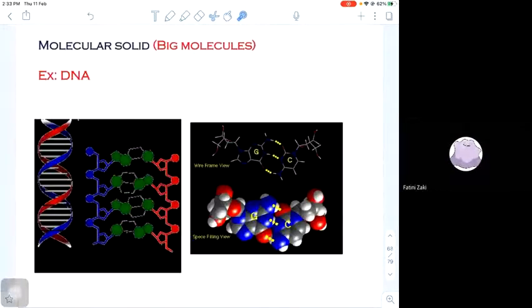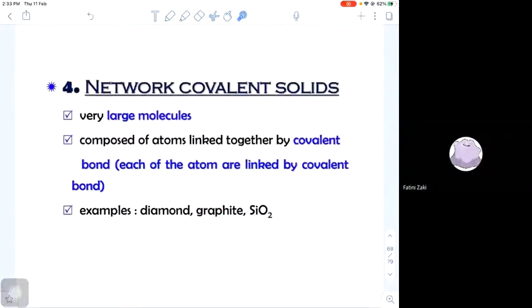We also have this molecular solid for the big molecules. The example given here is the Ne molecules, but still under the category of the molecular solid. The fourth type of crystalline solid is a network covalent solid. It is composed of atoms that are linked together by covalent bonds, and that is why we have the term covalent. Examples of the network covalent solid are diamond, graphite, and silicon dioxide.